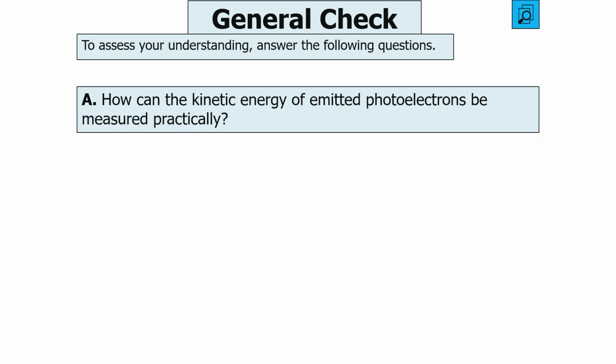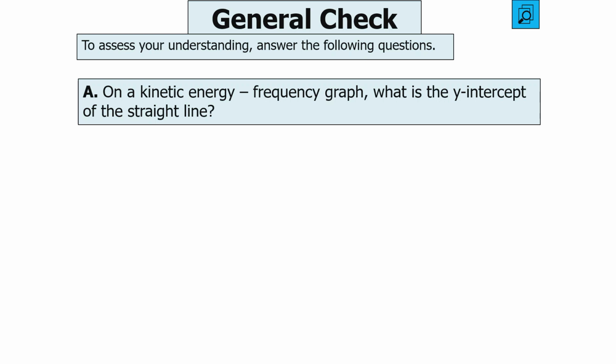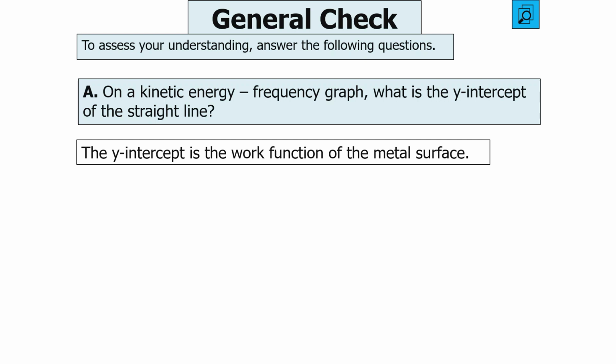How can the kinetic energy of emitted photoelectrons be measured practically? Pause the video now, then unpause the video when you want to go through your answer. You would place a potential difference next to the surface. This turns the kinetic energy of the electrons into electrical potential energy, and the electrons stop moving. This can be measured. On a kinetic energy frequency graph, what is the y-intercept of the straight line? Pause the video now. The y-intercept is the work function of the metal surface.